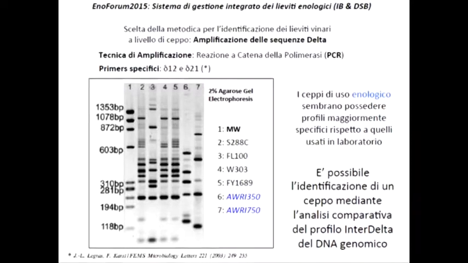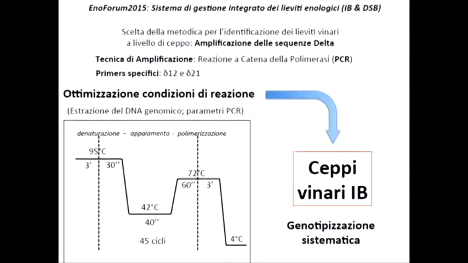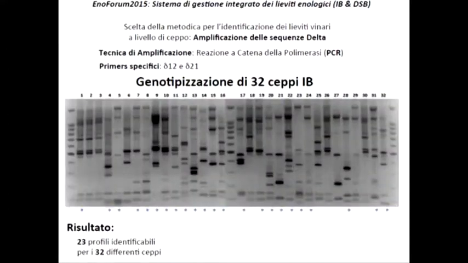Based on these assumptions, we focused then on our goal, that is, we optimized reaction conditions and we worked to devise everything which was necessary to extract genomic DNA and in order to identify the PCR parameters. Then we applied this knowledge and these protocols to a number of strains that were of interest. What we obtained as a result was genotyping of the 32 strains which were of interest for Italiana Biotecnologie.